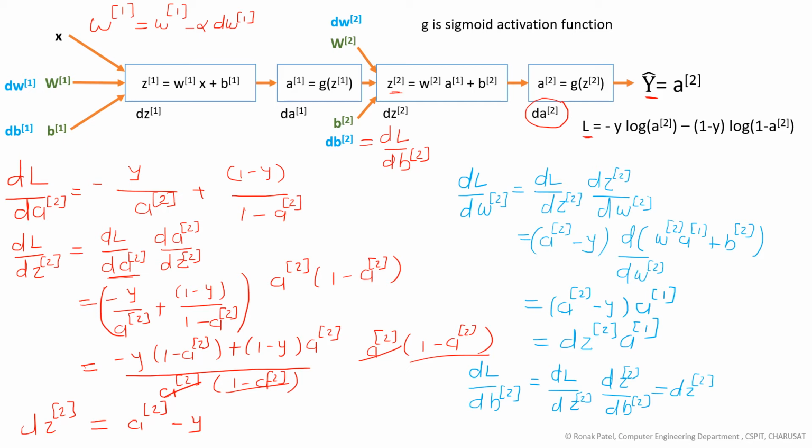So for db2, right, I'm interchangeably using dL upon dw2 as dw2, and similarly dL upon db2 as db2, and the same way for others as well. So db2 is your dz2. You can directly write it like this, right? Now next, your dL upon dA1, right? So let me drop this.